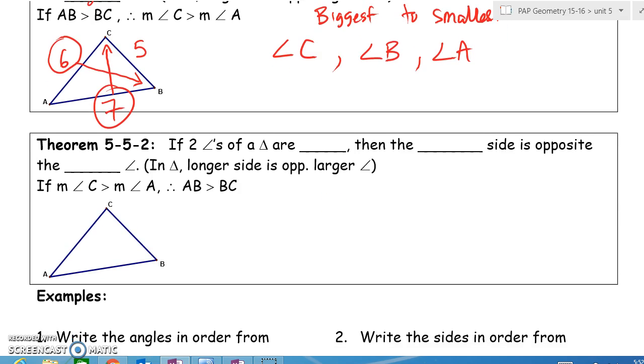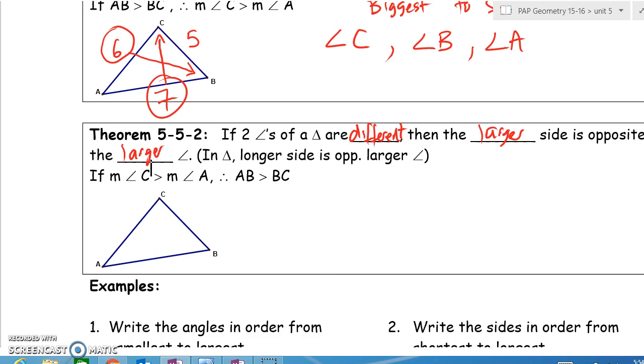Now, the next theorem is extremely similar. If two angles of a triangle are different, then the larger side is opposite the larger angle. And again, it's very easy to demonstrate. So let's say that in a triangle I have a 50-degree angle here, and a 60-degree angle here, and a 70-degree angle here. Let's do the same thing.